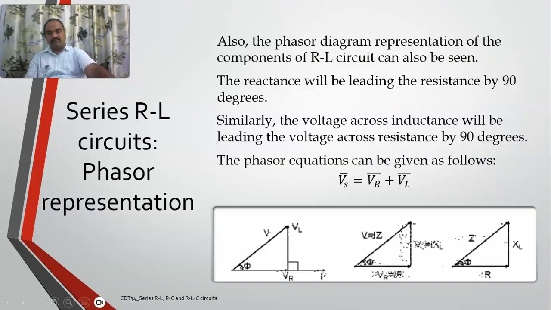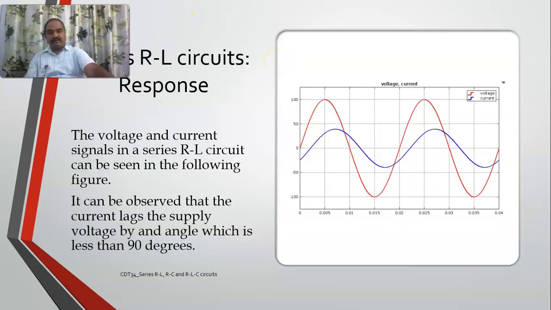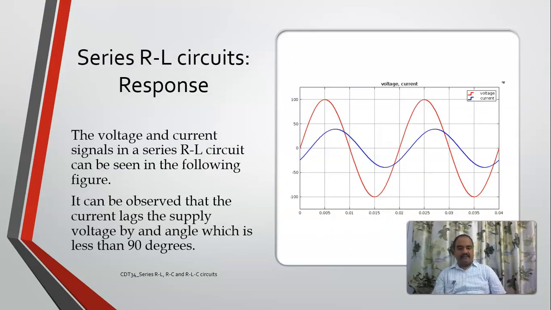Now this is a sample response of an RL circuit. If you carefully see, the red indicates a voltage signal, whereas the blue indicates a current signal. The red signal is starting at 0, whereas the current signal is starting somewhere here. See, this is 180 degrees, this is 360, this is 270 degrees, this is 90. Now the current is starting somewhere between 0 to 90, and it is lagging the voltage by some angle, right? And cos of that angle is considered as the power factor.